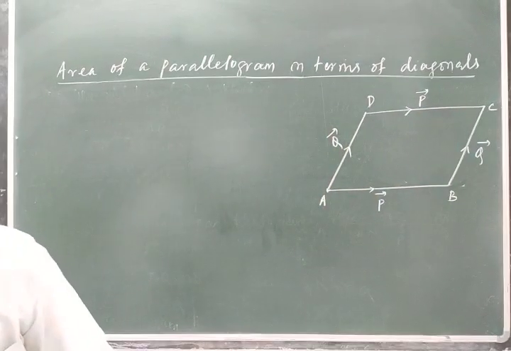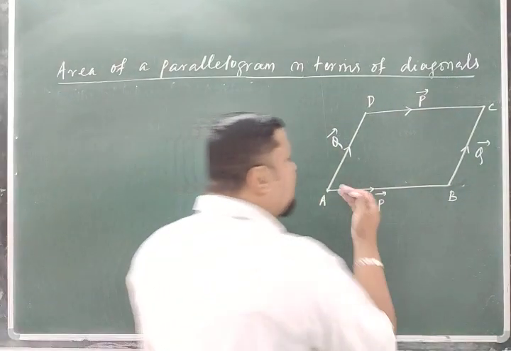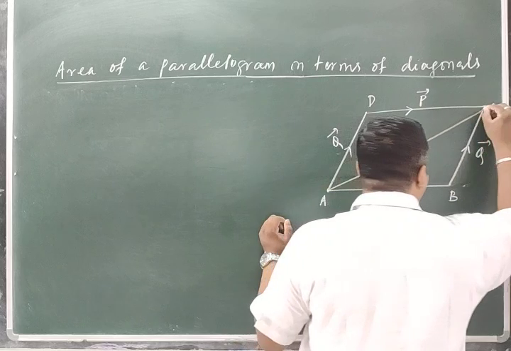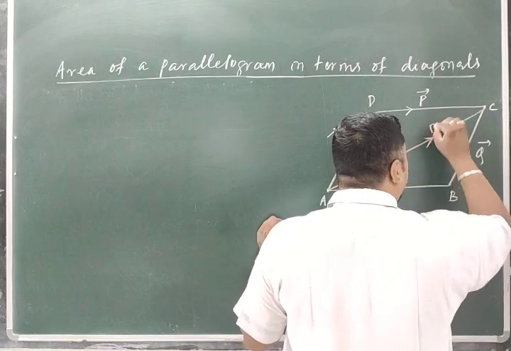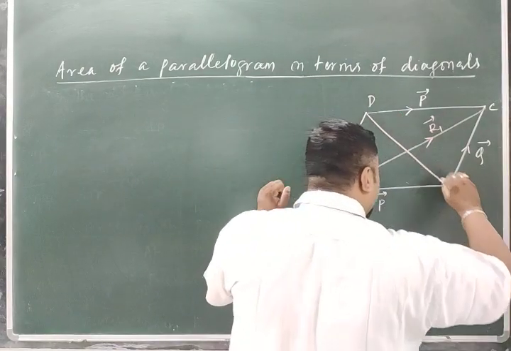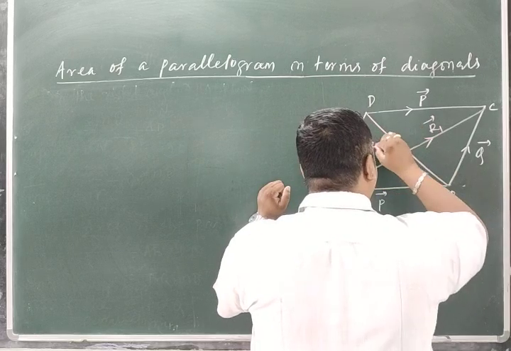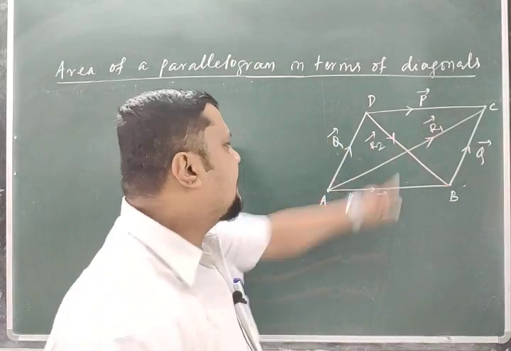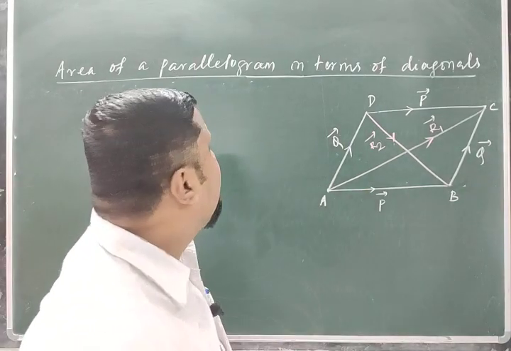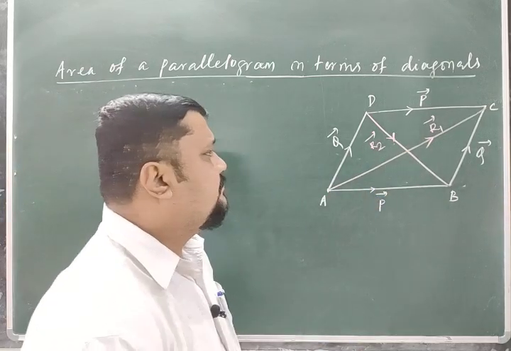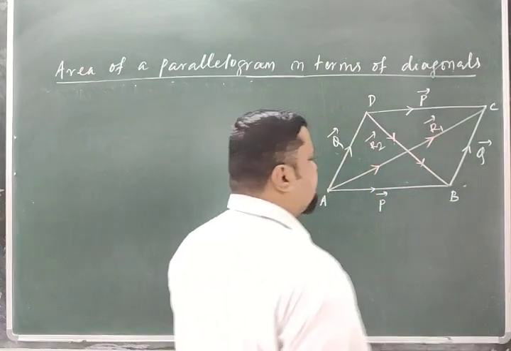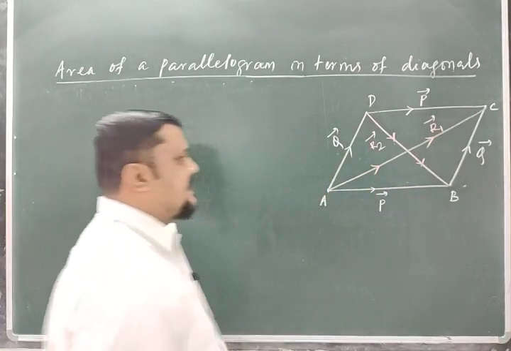Then let me draw the two diagonals of the parallelogram. As you know, from the parallelogram law of vector addition, the resultant of P and Q is represented by this diagonal. Let this be R1. The other diagonal DB, let this be R2. Now I will find the area of the parallelogram in terms of these diagonals R1 and R2. P and Q are the two sides.